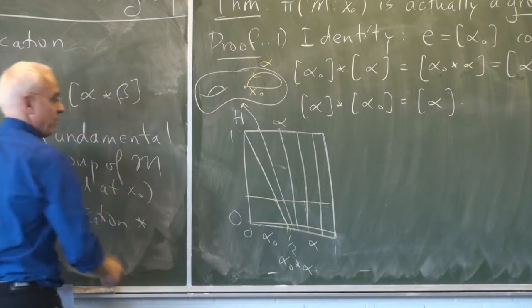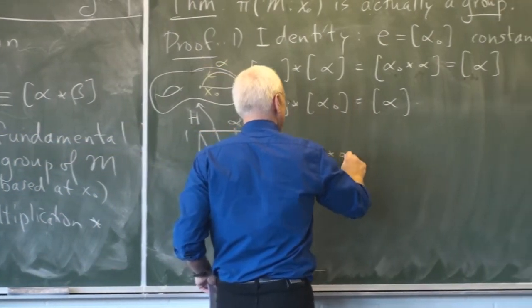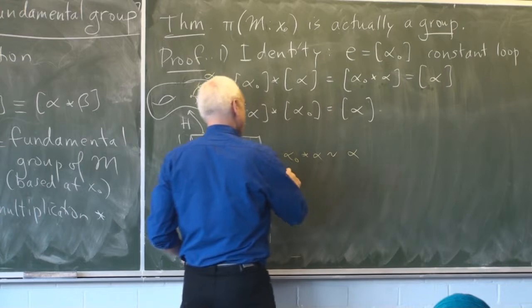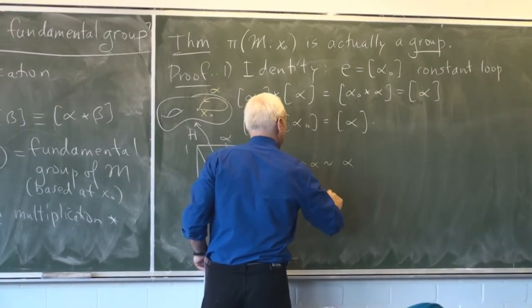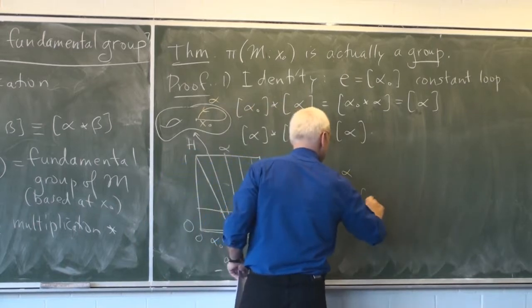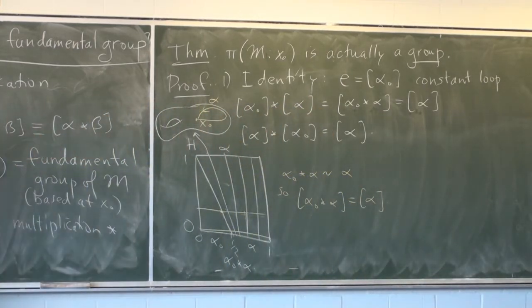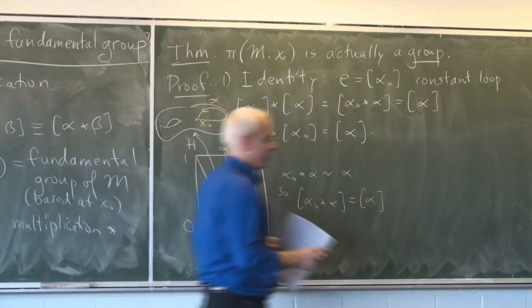And that homotopy proves that alpha 0 times alpha is actually homotopic to alpha, and so alpha 0 times alpha, in terms of the equivalence classes, is equal to the class, or the type, of alpha. That's the first of our three things.